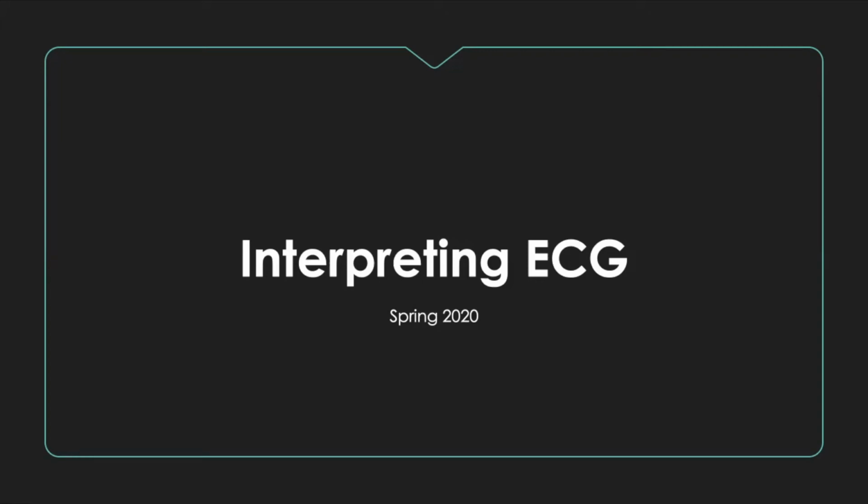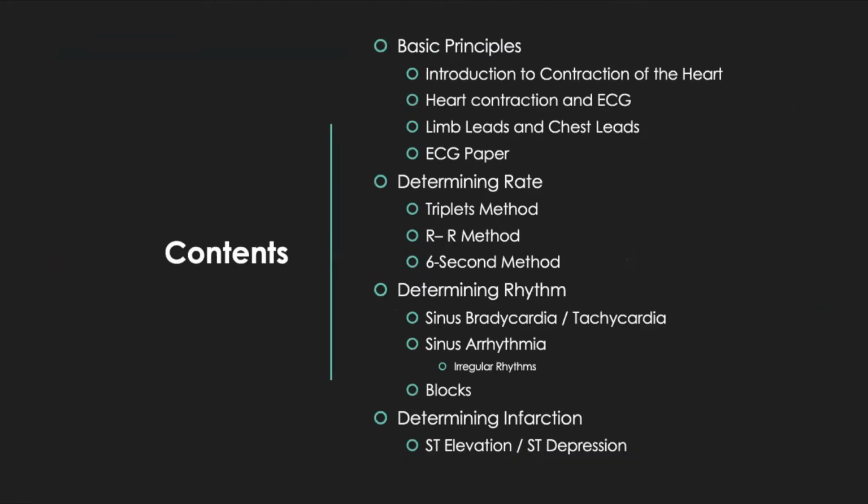Hey guys, so this is the lecture portion of the activity that we're going to have you complete for the ECG lab. Basically, what we're going to go over are the basic principles of heart contraction, and how the heart contraction relates to ECG. We're going to go over limb leads and chest leads, and how to read the ECG paper. And then after that, we're going to talk about heart rate.